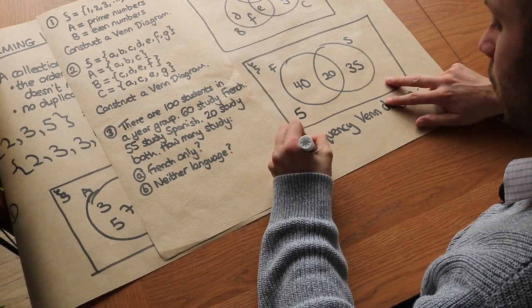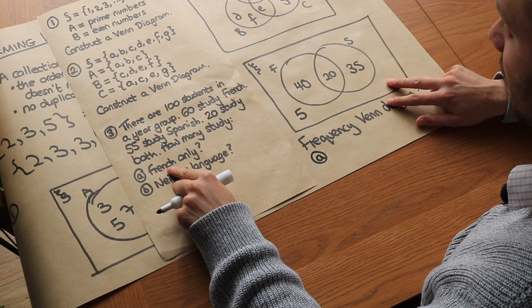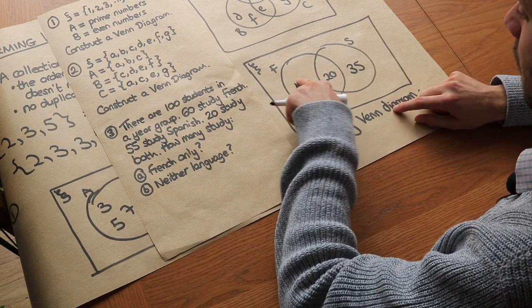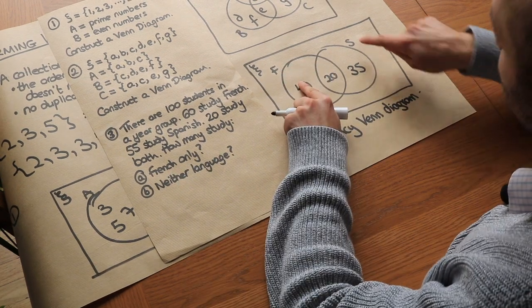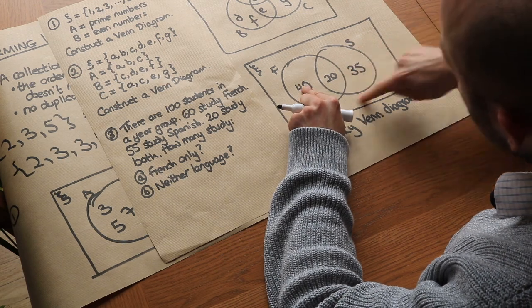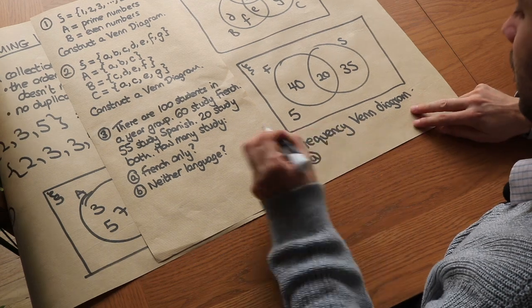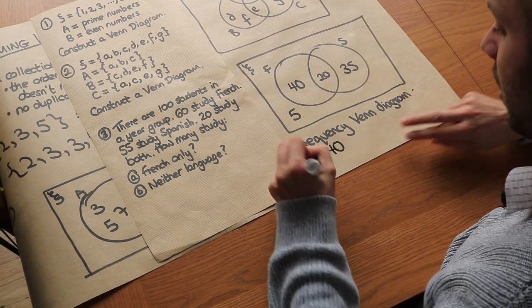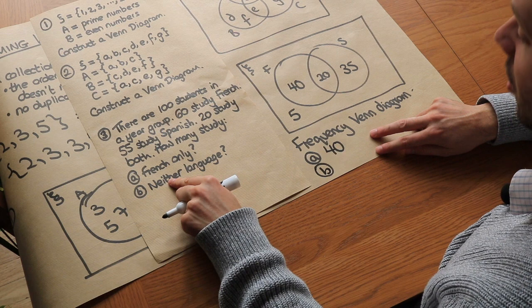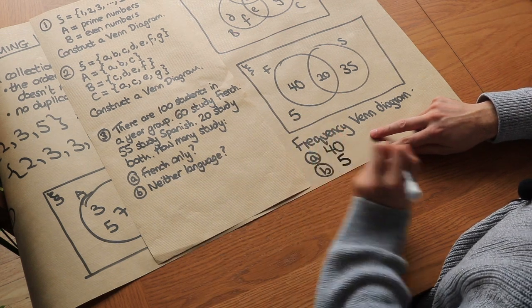And now we can get the answers to these. So how many study French only? Well, these 40 people here study French but don't study Spanish, so they're not in this Spanish circle, whereas these 20 people are in the Spanish circle. So it's 40 people who only study French. And B, how many study neither? Well, we worked out that was 5 people.